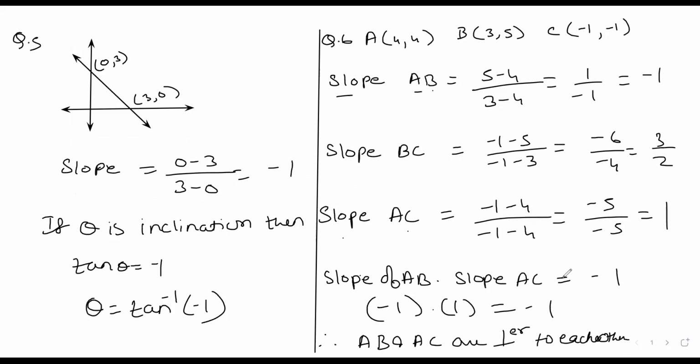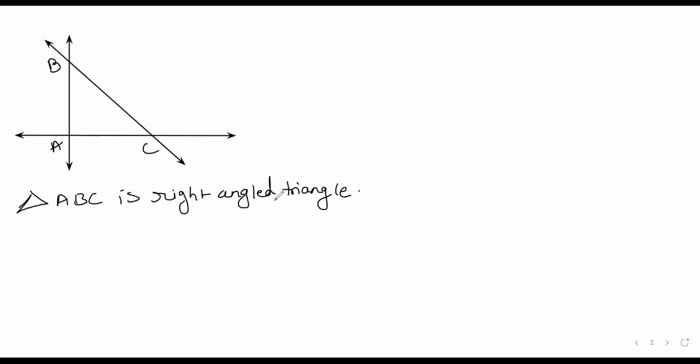Without using Pythagoras, only by using the concept of slope, we have found the slope of AB, AC, BC. For AB and AC, the product of the slopes is -1. So they are perpendicular. It means it forms a right angle triangle.